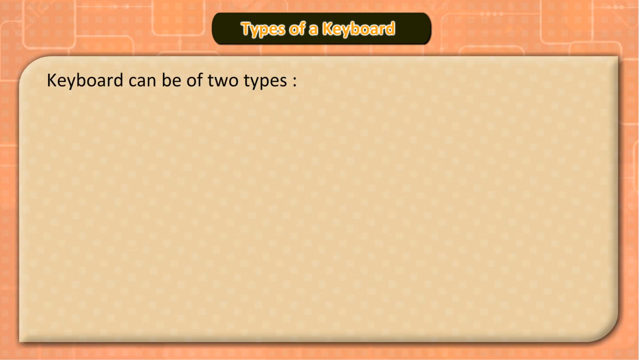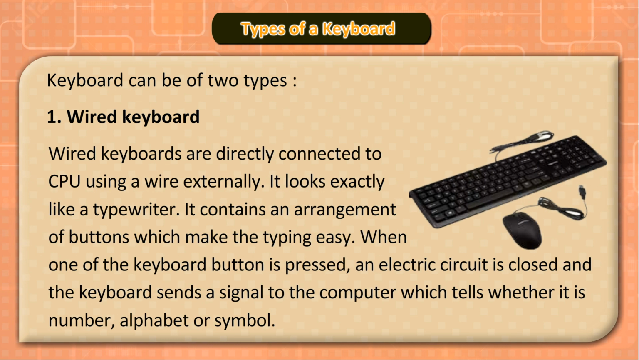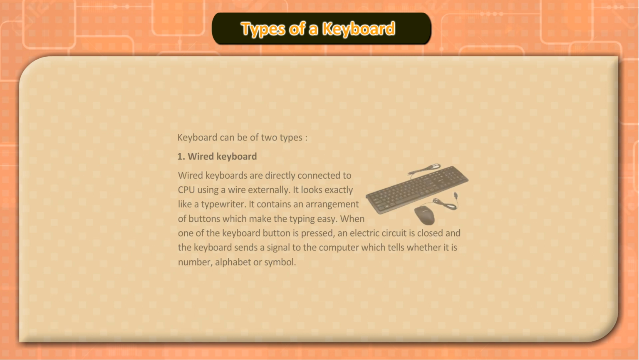Keyboard can be of 2 types. 1. Wired keyboard. Wired keyboards are directly connected to the CPU using a wire externally. It looks exactly like a typewriter. It contains an arrangement of buttons which make typing easy. When one of the keyboard buttons is pressed, an electric circuit is closed and the keyboard sends a signal to the computer which tells whether it is a number, alphabet or symbol.